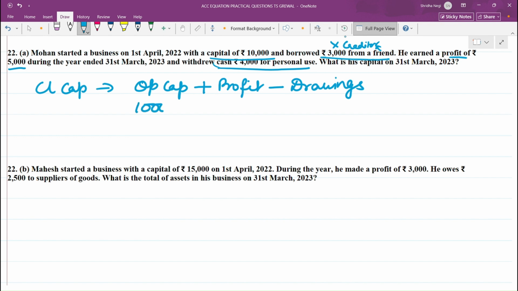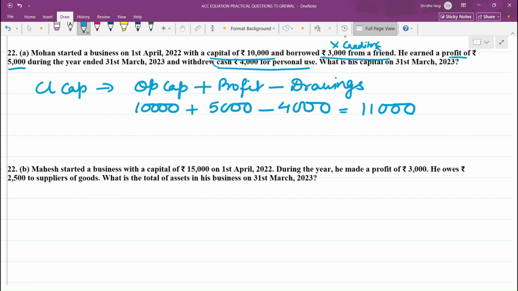So opening capital is 10,000 plus profit is 5,000 and then your drawings is 4,000. So how much it is? 11,000 is your capital on 31st March 23. Okay. Now the B part.